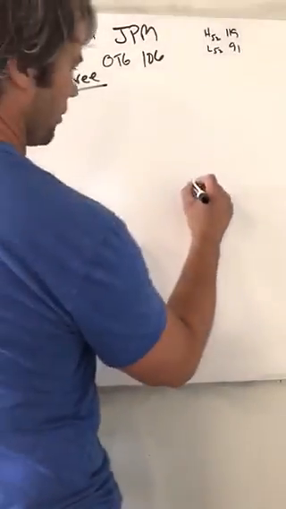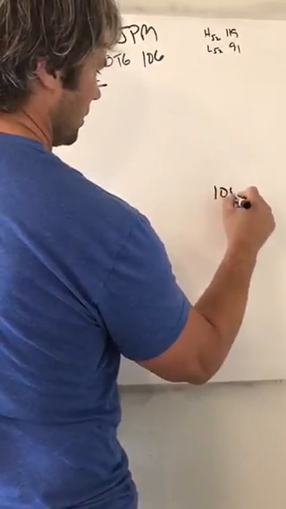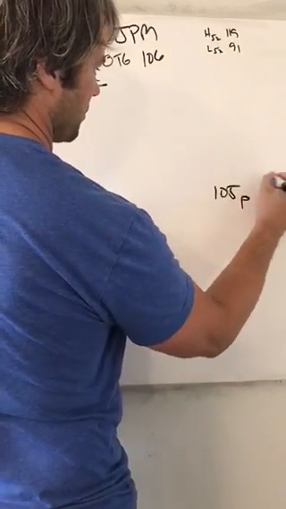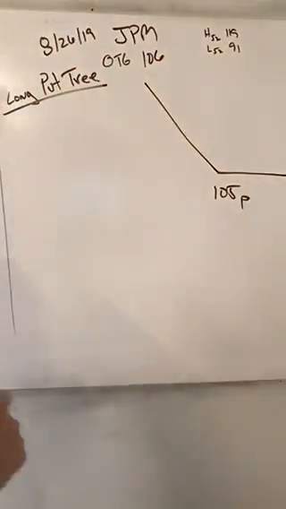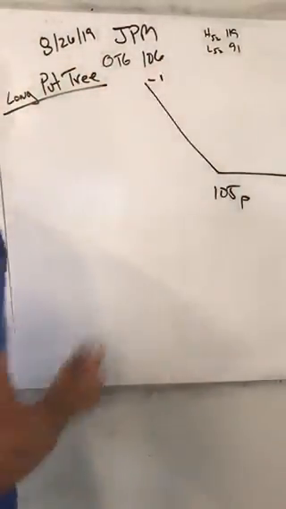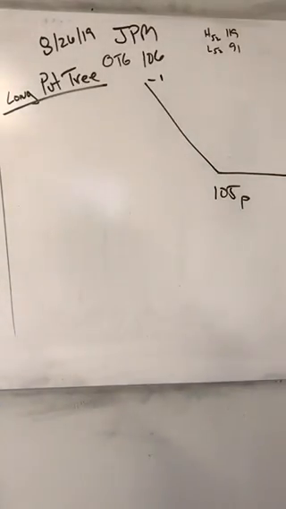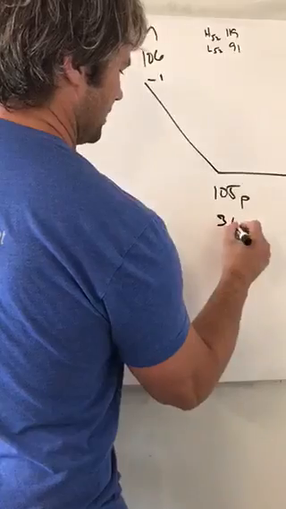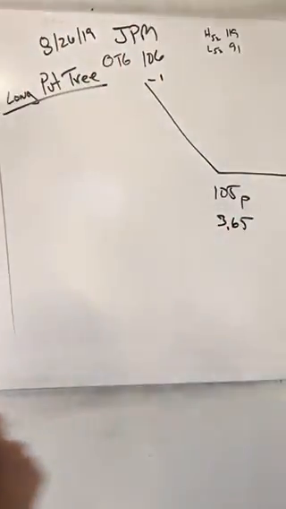When you're long a put tree, the first thing we're going to do is buy the 105 put. It's pretty close to at the money. So when I buy a put, the graph looks like this. It has a -1 slope, right? Now at 100, the 105 put costs $3.65, kind of expensive, right?